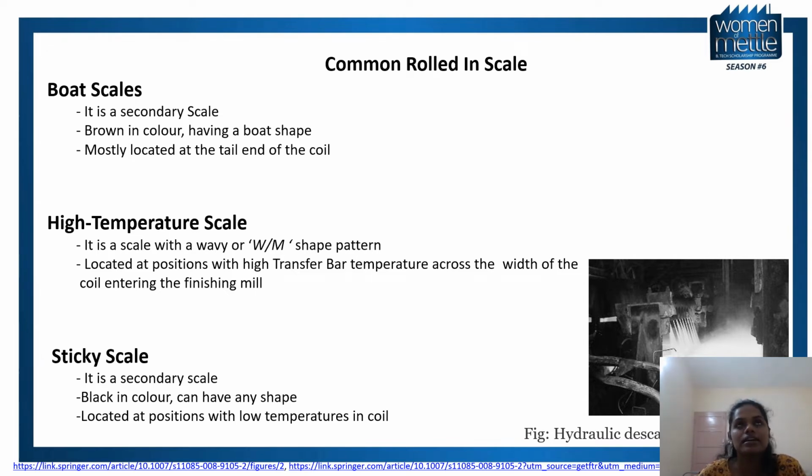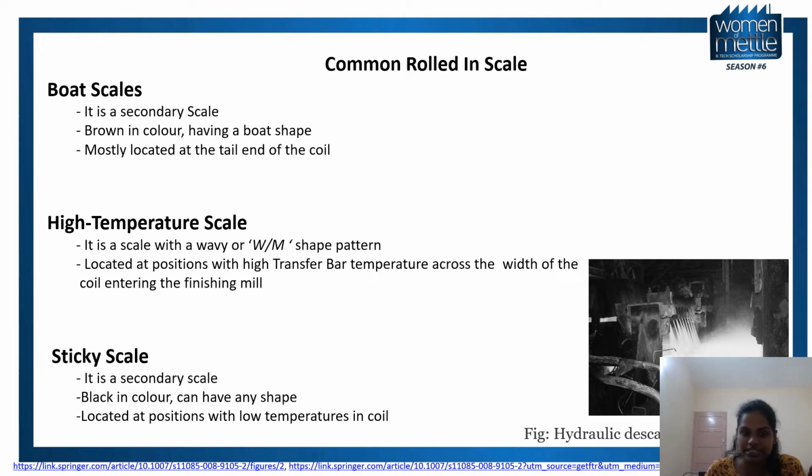Boat scale is a type of secondary scale which is brown in color and mostly boat-like in shape, located at the tail end of the coil. We have high temperature scales. Those scales are observed in a wavy-like fashion. They can be like a W or M on the surface of the steel and are located at positions with high transfer bar temperature across the width of the coil entering the finishing mill.